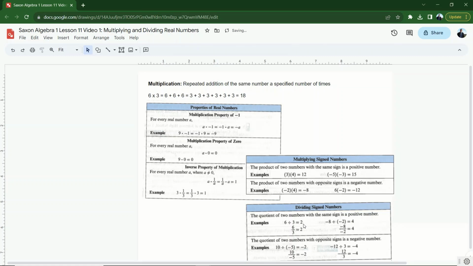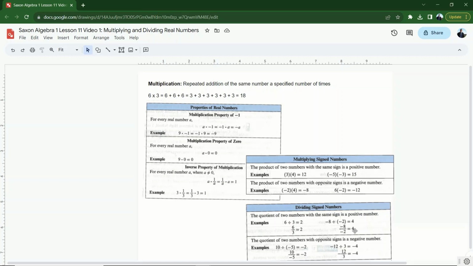With division, things are very much the same, except for one tricky thing related to division. That goes back to this inverse property we're going to talk about in a second. The quotient of 2 numbers with the same sign is a positive number. 6 divided by 3 is 2. 6 and 3 are both positive, my answer is positive. -8 divided by -2 is 4. Both numbers were negative, which means their quotient is positive.